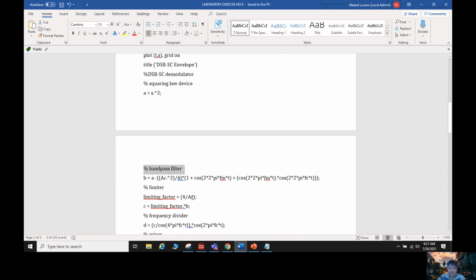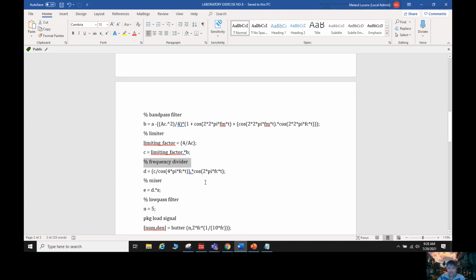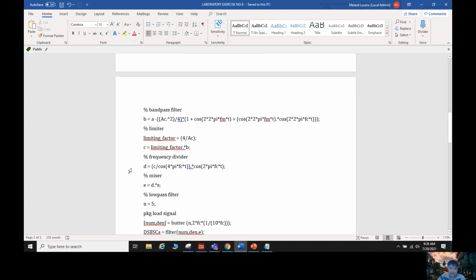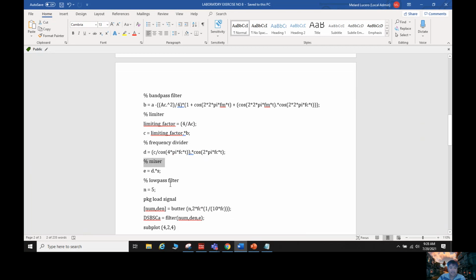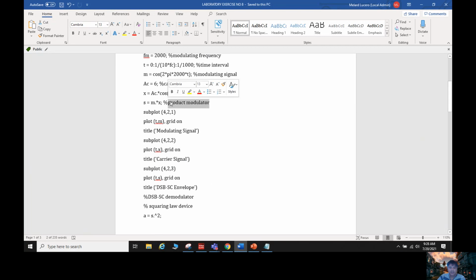Then we have here also the code for the bandpass filter. So B is equal to a set of parameters. Then also we have here the limiter. The limiting factor is equal to 4 A and C. Then C is equal to the limiting factor multiplied by B. Also we have here a frequency divider, with D as the variable and a set of parameters for that. Then we have here also the mixer. E is equal to D multiplied by S. So this is the frequency divider multiplied by S, or the product modulator that we have.